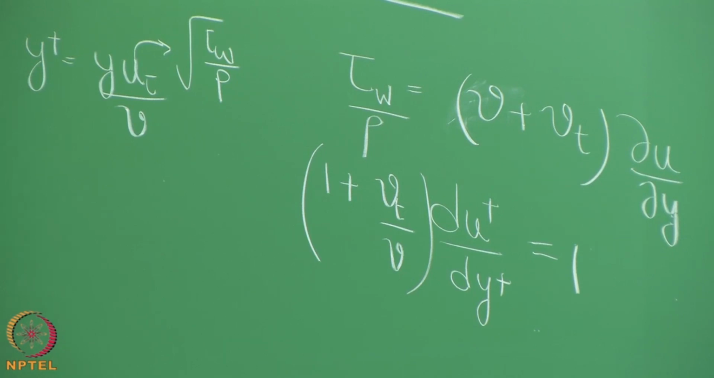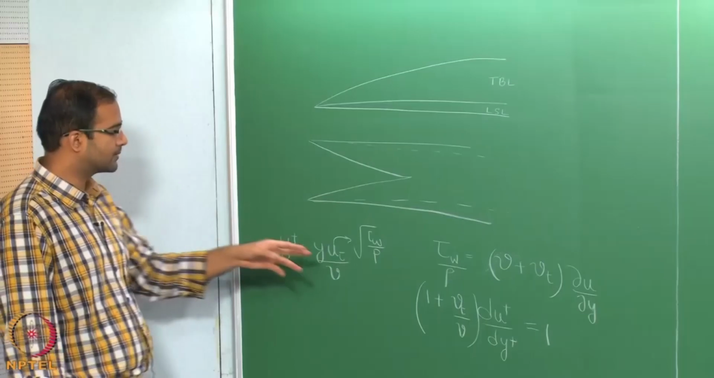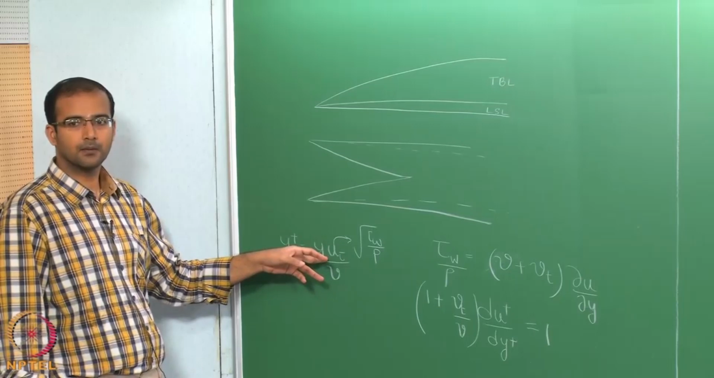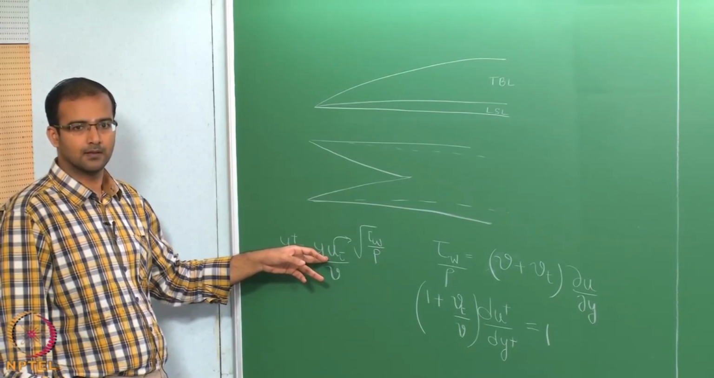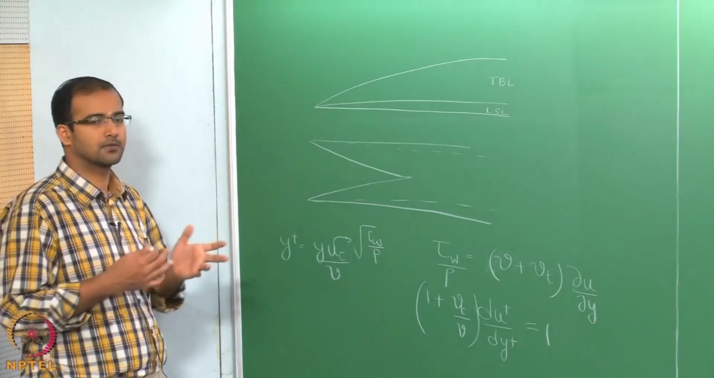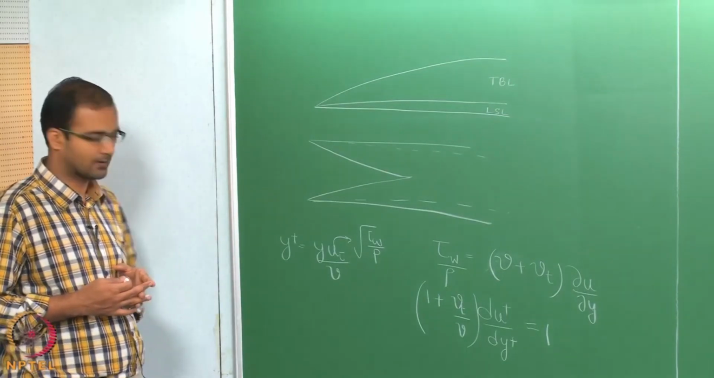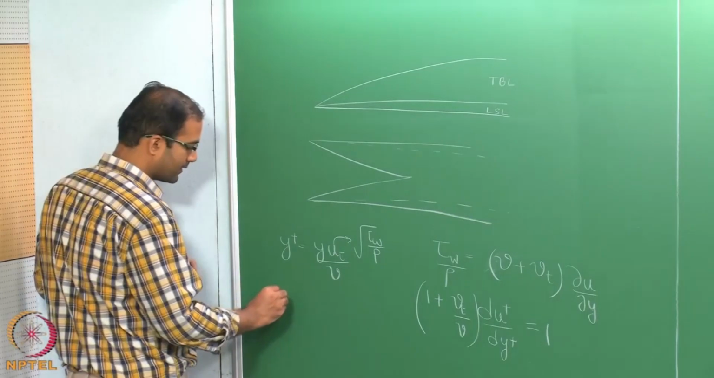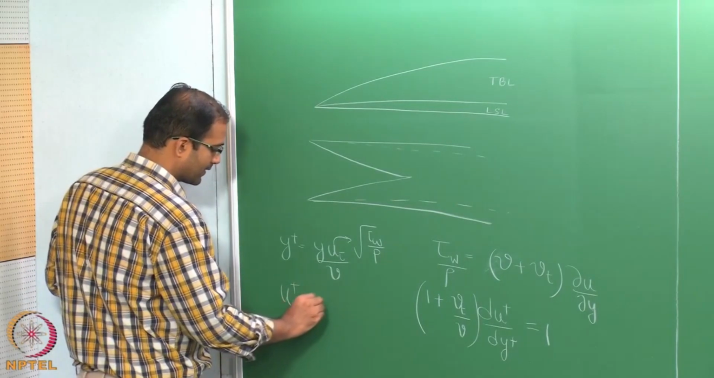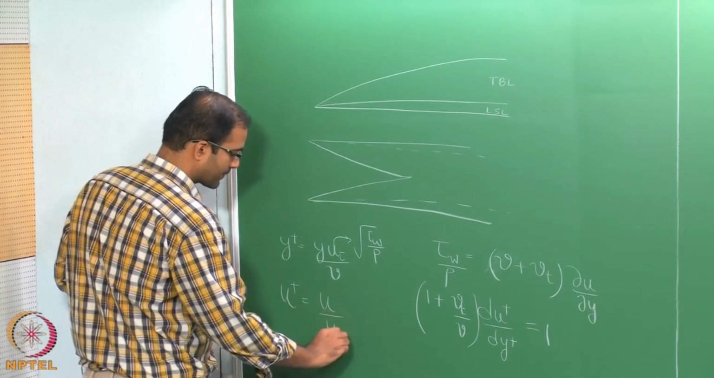There is nothing very logical about why we should use a friction velocity here, but it is supposed to scale well for different kinds of Reynolds numbers if you use y plus defined in terms of friction velocity. And similarly, with respect to u plus, we have used u by u tau.